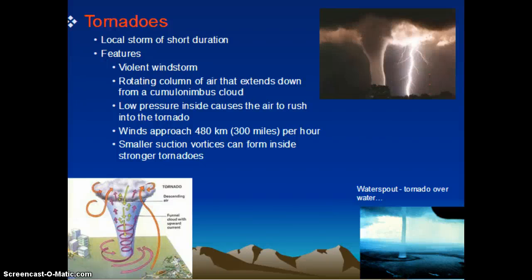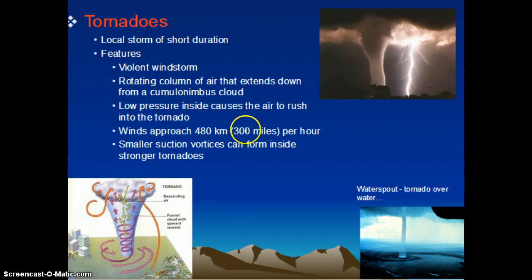This lecture today is on tornadoes. Tornadoes are violent windstorms that involve rotating columns of air that extend down from a cumulonimbus cloud. These are low pressure based internally, where air rushes into the tornado, and it's typically counterbalanced by air that's falling out of the air mass, the cumulonimbus cloud itself.